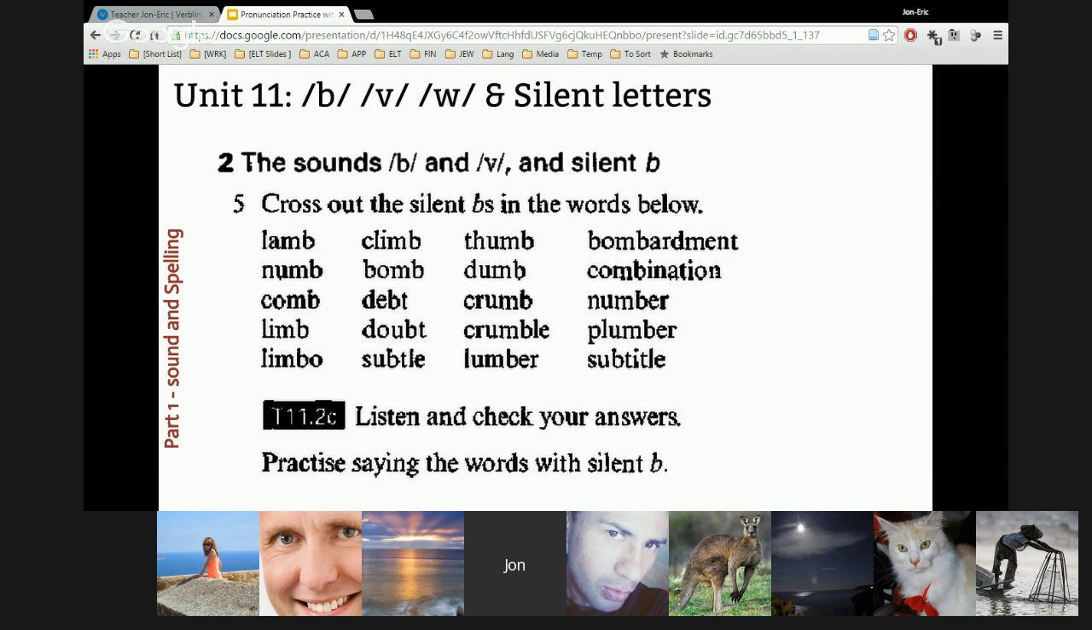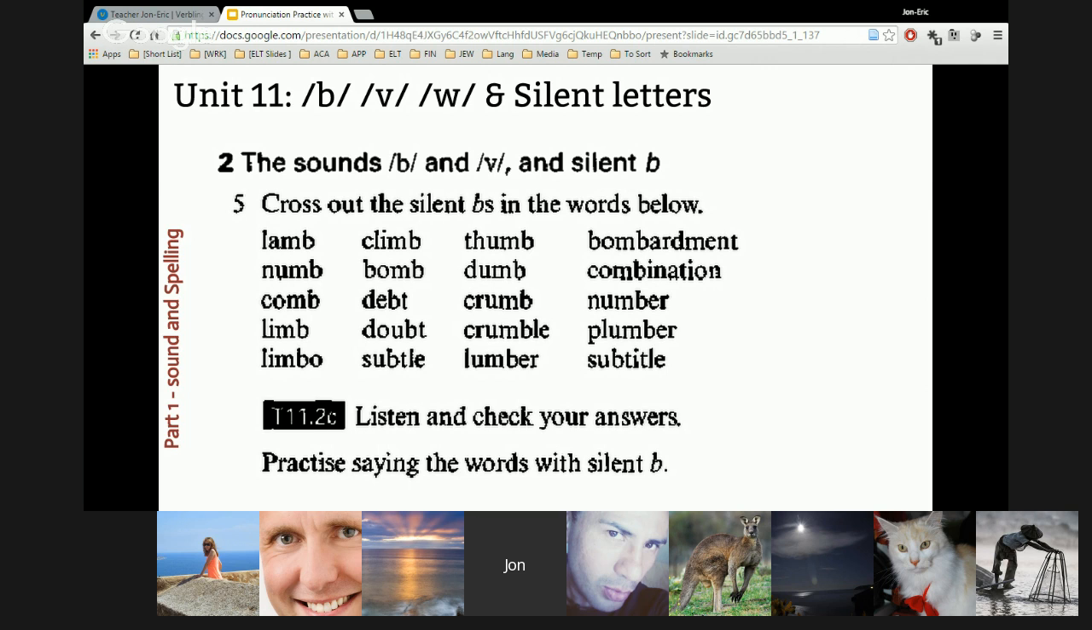But if there is a vowel, then it is not silent, like combination. Because there, the B is a separate syllable, and because of the vowel, it's easy to say, so we say it. In the last minute of class, let's see if we can get the last 3 rows.